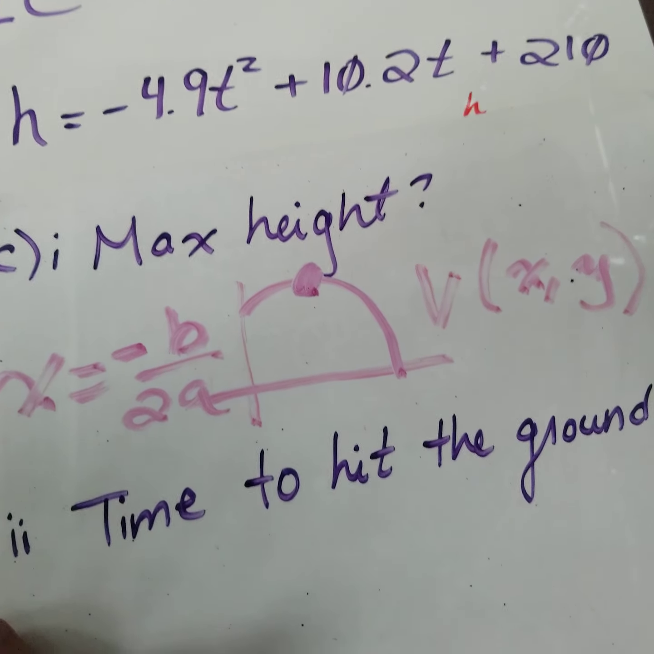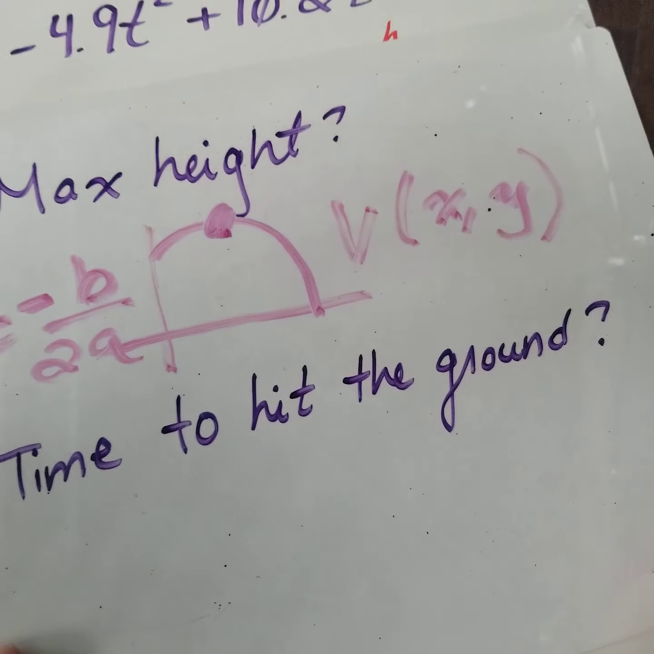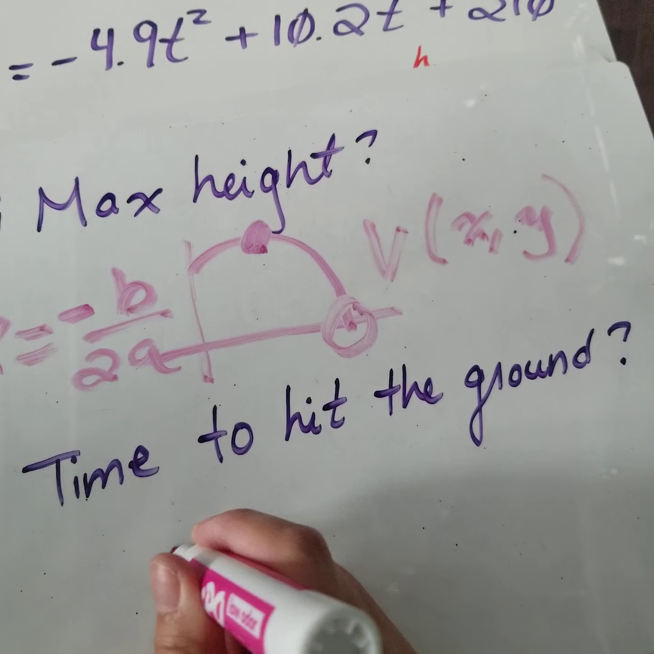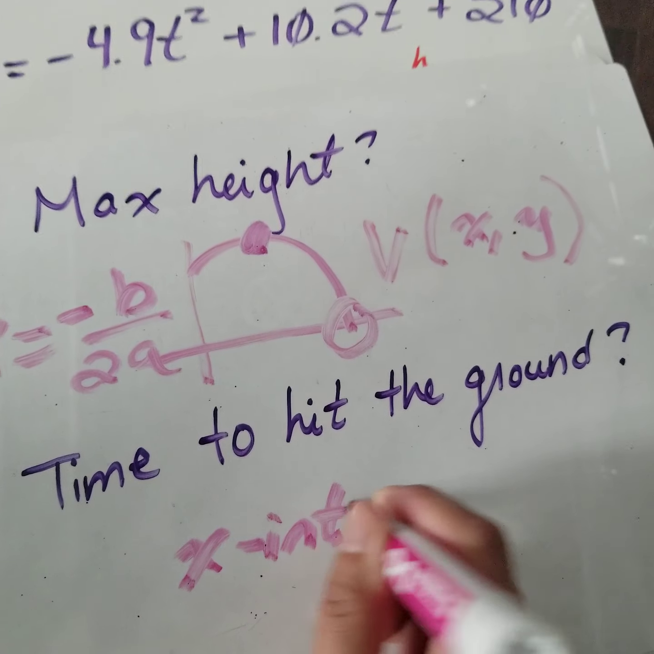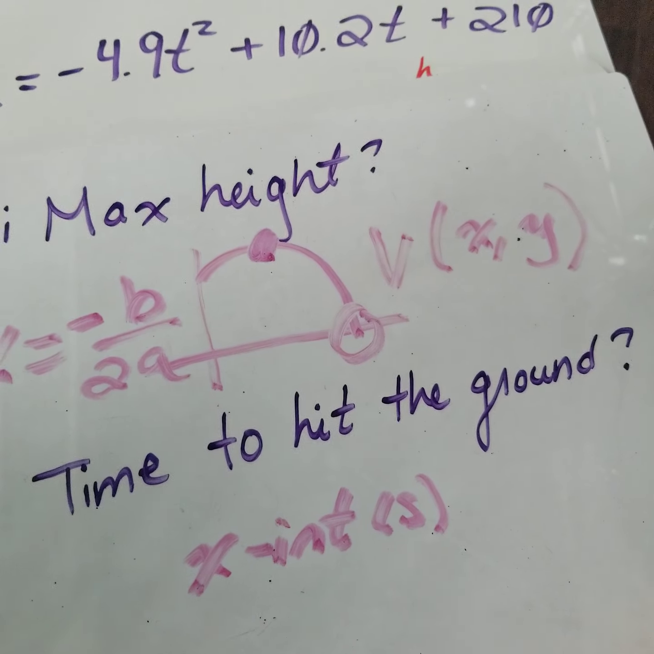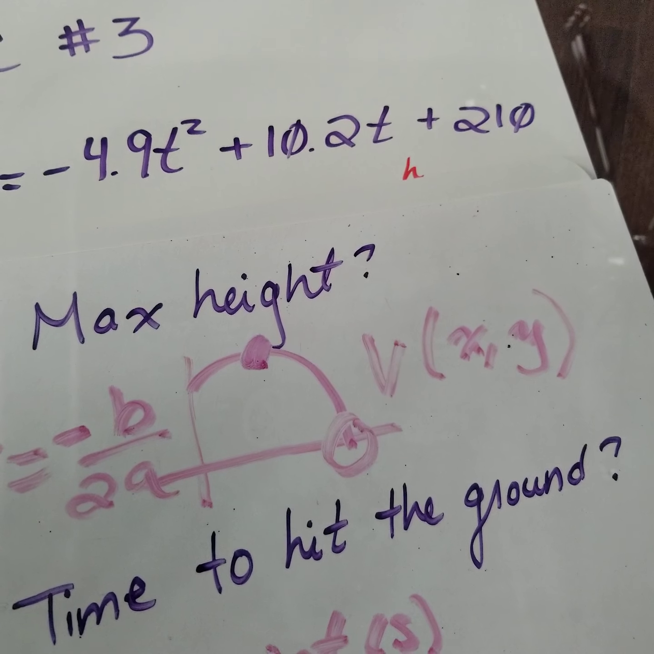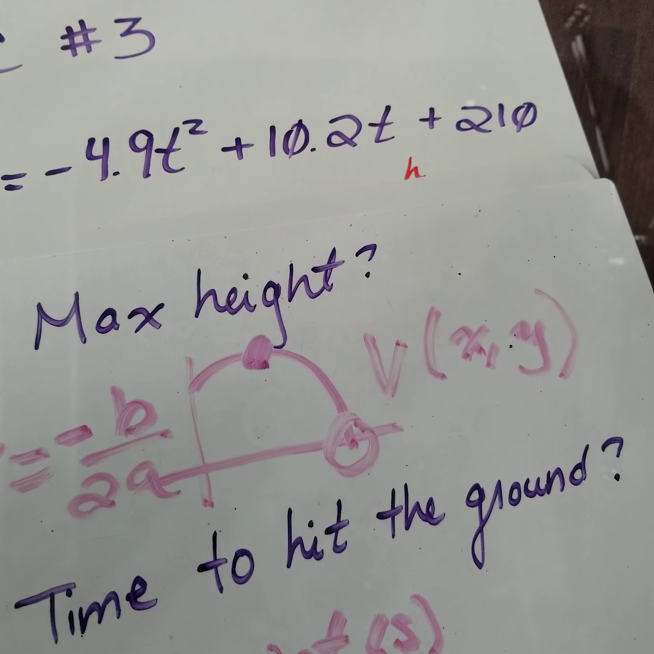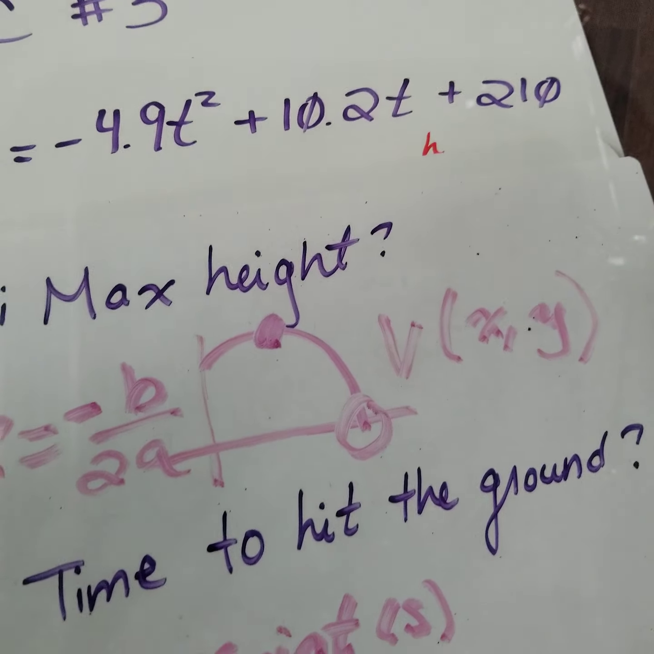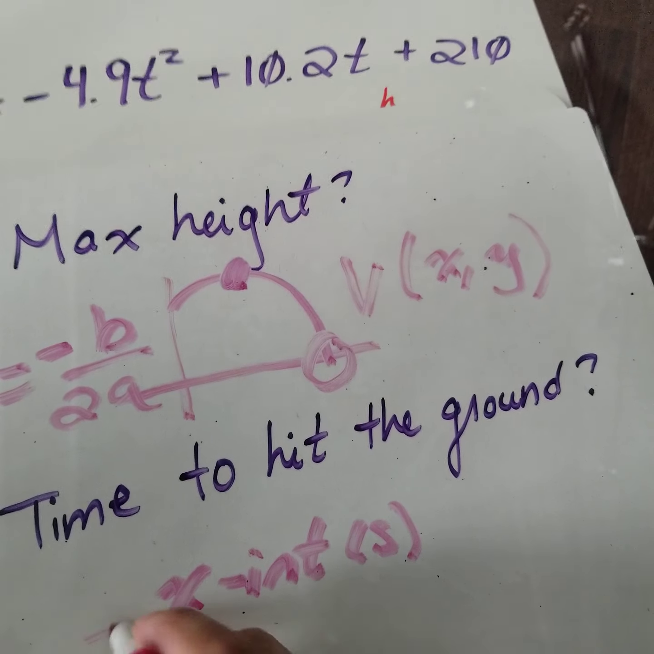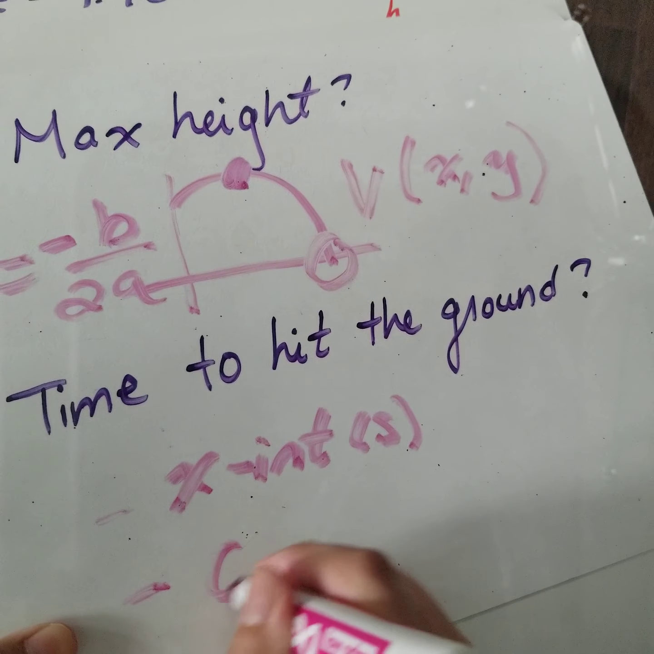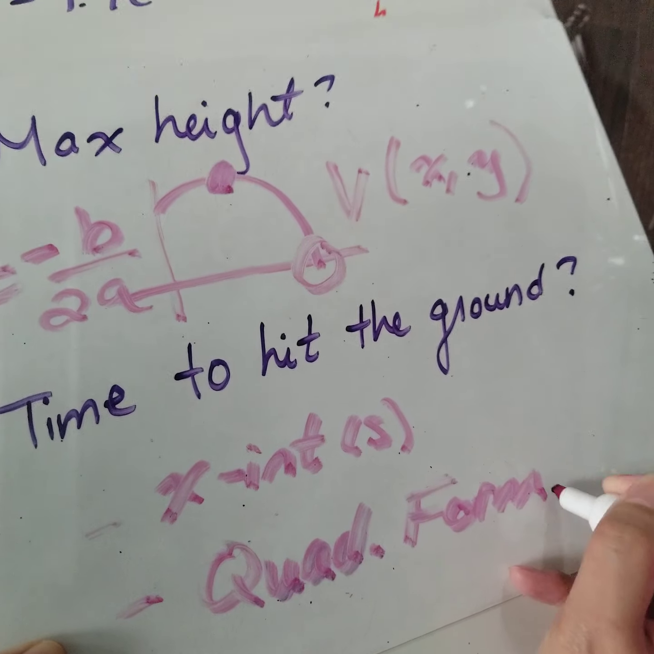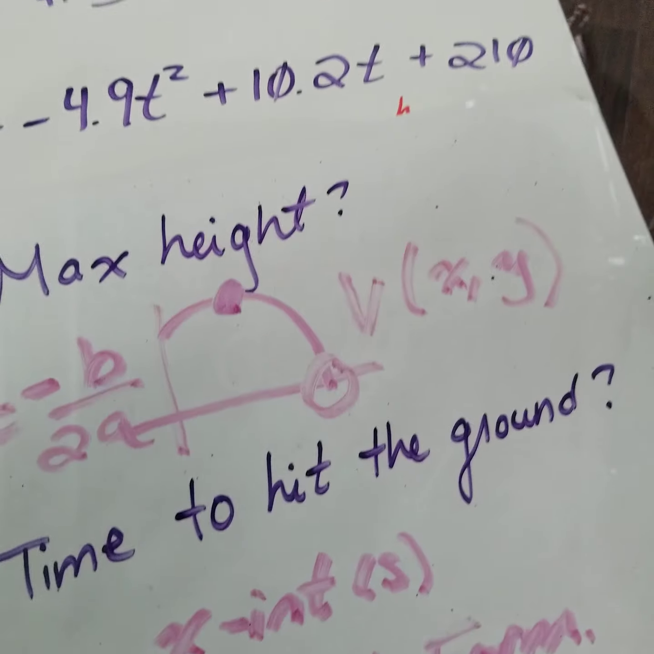Okay. And then this one, the time to hit the ground. So this is essentially this point. And this point over here, you would want to find the x-intercepts. So for here, we would factor it if it was factorable, which it should be. We would also use the quadratic formula. We'll do that later on in the lessons. So again, we can add here that we would use the quadratic formula. But let's just practice using Desmos to confirm these answers.